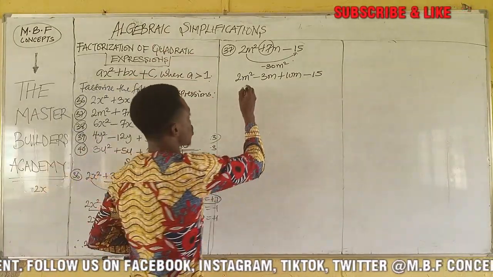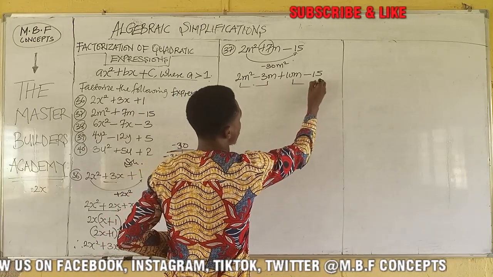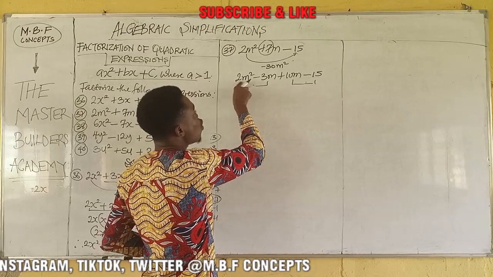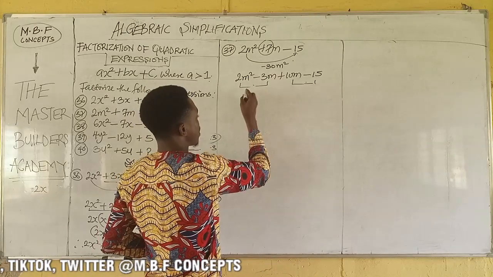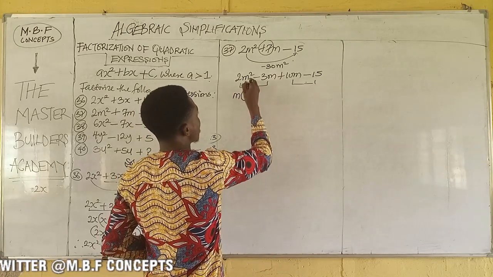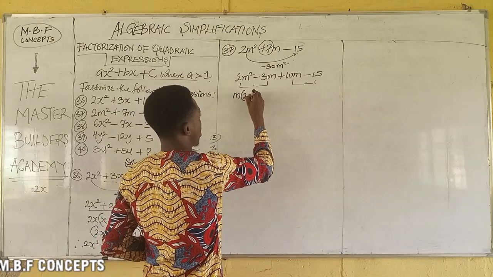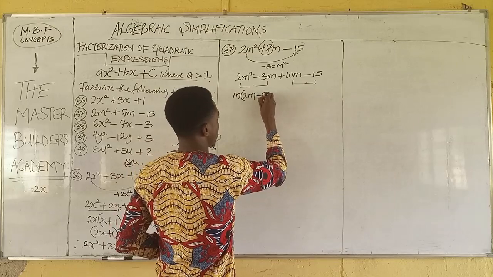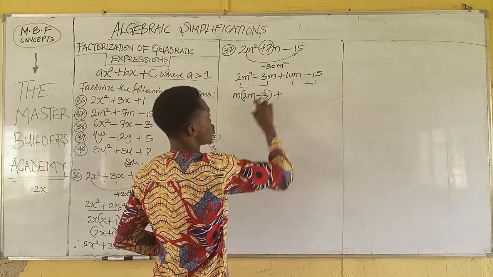Now the next thing we do is to consider between these first two terms what is common, and between these guys what is common. Now between these first two terms, 2 is not common, but m is common, so you put down m. Now 2m squared divided by m, you have 2m, and minus 3m divided by m, you have minus 3. Then put down this plus which is at the middle.